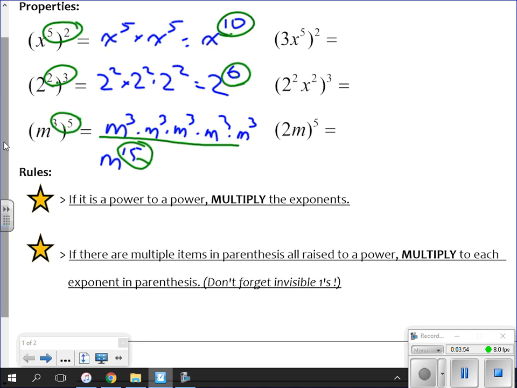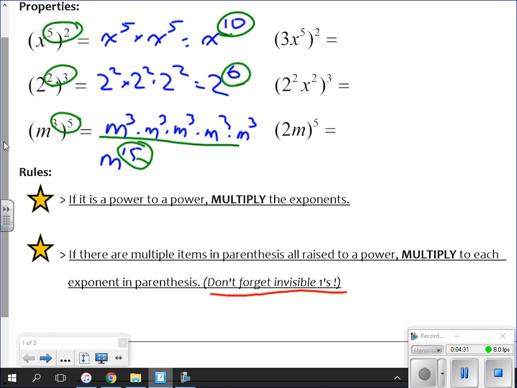And notice, very important hint right here. Don't forget your invisible ones. If we do not have an exponent that is explicitly written down, the exponent that's there is 1. It's like if I have an x by itself, how many x's do I have? I have one of them. But we don't write the 1 because we're lazy. I don't need to put an exponent of 1 because it means the same thing whether or not it's there. So it is unwritten.